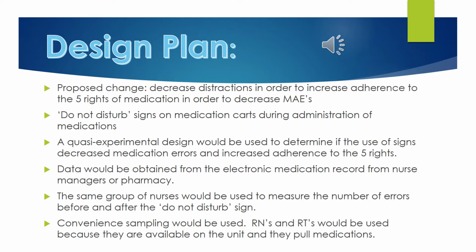Data would be obtained by electronic medication record from the nurse managers or pharmacy. The same group of nurses would be used to measure the number of errors before and after the do not disturb sign. A convenience sample would be used. RNs and respiratory therapists would be used because they are available on the unit and are the ones that pull the medications.